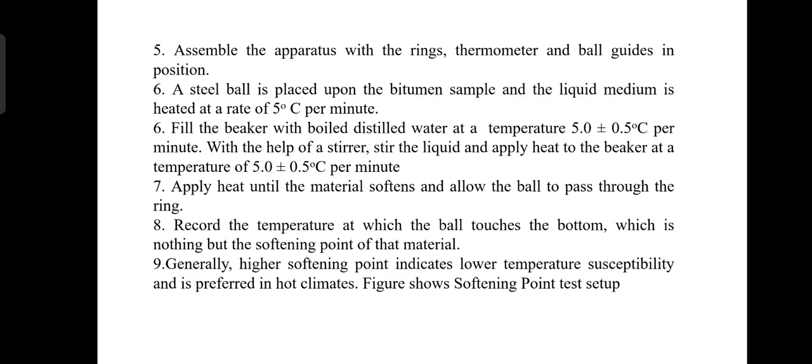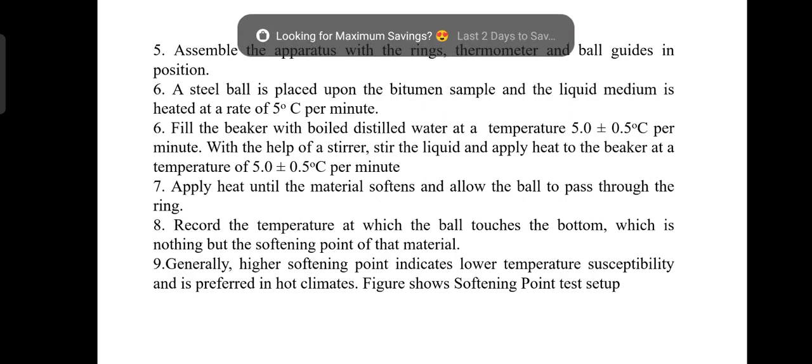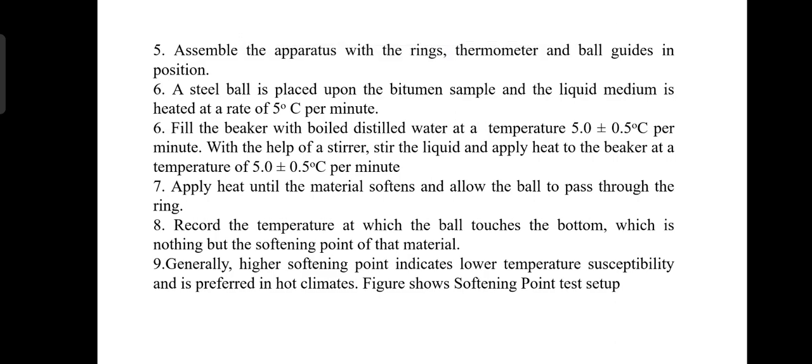A steel ball is placed upon the bitumen sample and the liquid medium is heated at a rate of 5 degrees per minute. Fill the beaker with the boiled distilled water at a temperature of 5 plus or minus 0.5 degrees Celsius. With the help of a stirrer, stir the liquid and apply the heat to the beaker at a rate of 5 plus or minus 0.5 degrees Celsius per minute. Apply heat until the material softens and allows the ball to pass through the ring. Record the temperature at which the ball touches the bottom, which is nothing but the softening point of that material.